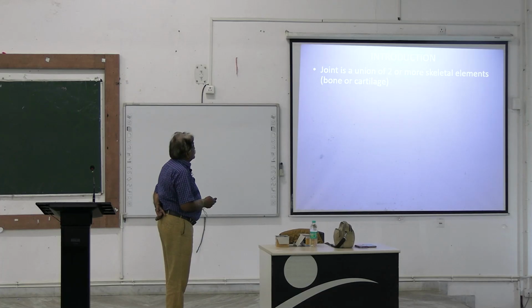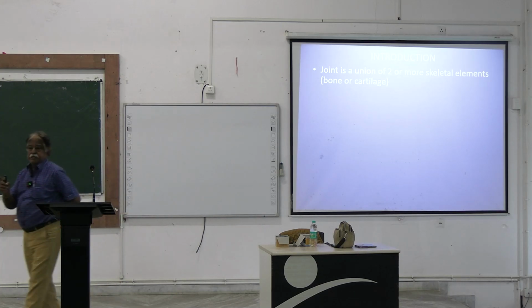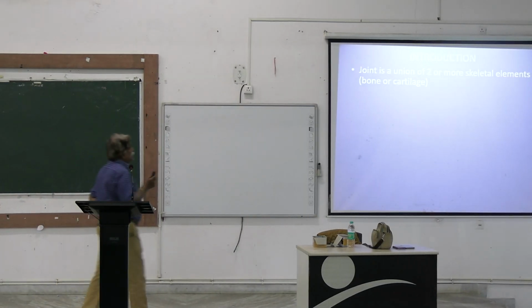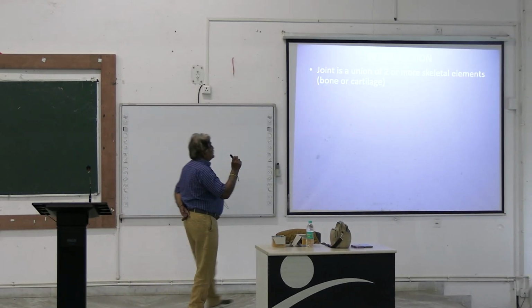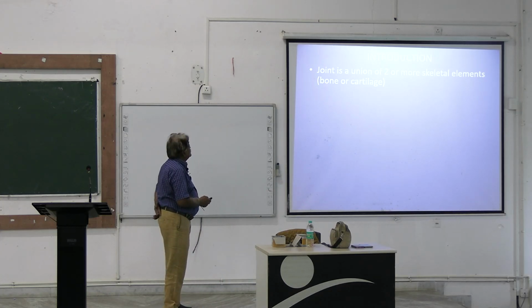Joint is a union of two or more skeletal elements, that is bone or cartilage. The chief function of the joint is determined by the type of tissue of which the joint is constructed.